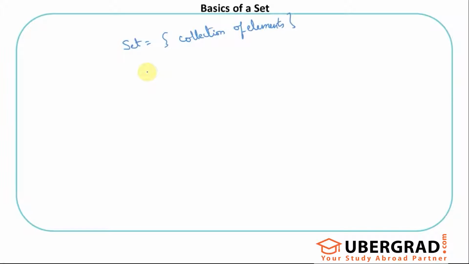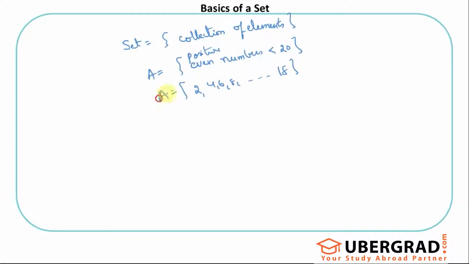Let's say there's a set A, which is basically a collection of even numbers less than 20, right? So what will be the set? Basically set A's elements would be 2. Okay, let me write it as positive even numbers, to make it exactly correct. So A is basically a set of positive even numbers which are less than 20. So 2, 4, 6, 8 and so on up to 18 would be my elements of set A, right?